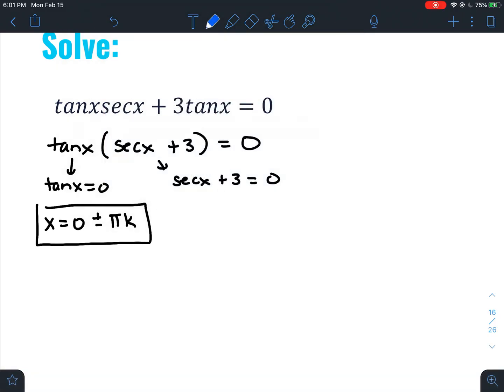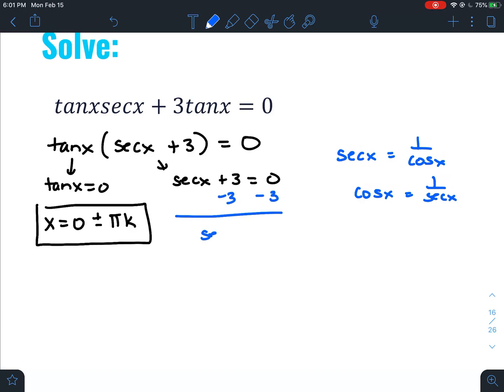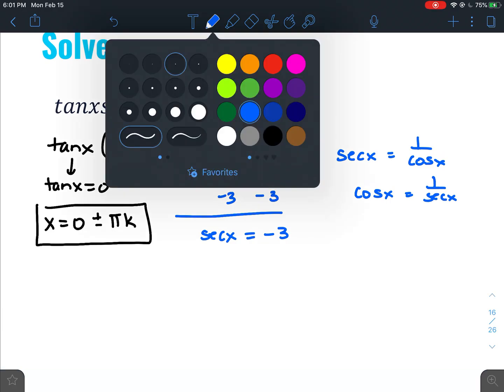And then for secant, I don't like dealing with secant, but remember, secant is the same thing as 1 over cosine, or cosine is the same thing as 1 over secant. So what I can do is I can do the reciprocal. Well, let's get secant by itself first. So I'm going to subtract the 3 and subtract the 3. And so now I have my trig function by itself. Secant x is equal to -3.